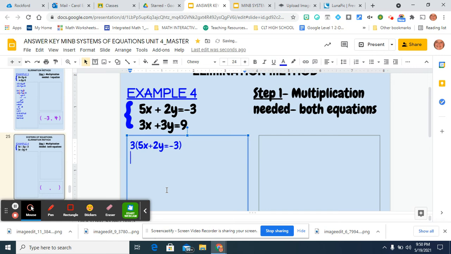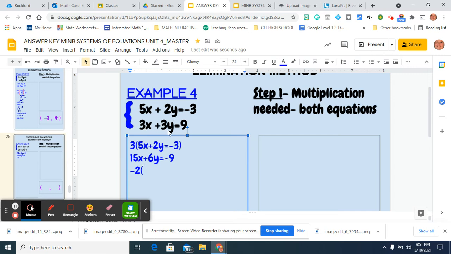And that's going to give me 15x plus 6y equals negative 9. Now I'm going to multiply the bottom by negative 2. And I'm using a negative number because I need to create that inverse. If one was already positive and one was negative, then I could also multiply this by a positive number. But in this situation, there is no situation where I have a set of variables that have opposite signs.